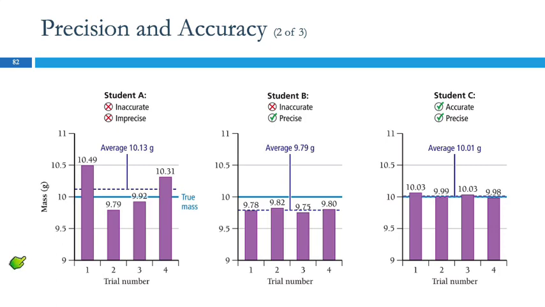So these are just bar graphs for each student. So here's the mass of the block, and here's a bar representing the mass of the first trial, the second time, the third time, the fourth time. And so what we can see is that the bars on this one are all over the place, where the bars on this one are almost all the same, and these almost all the same.